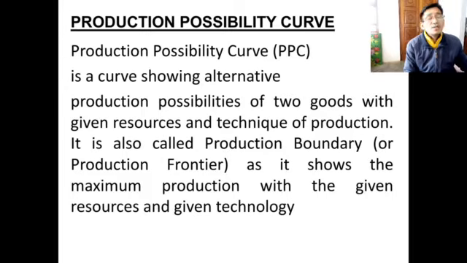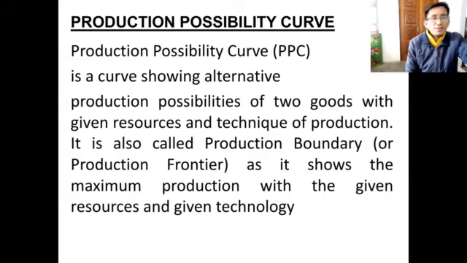Because we all know our wants are unlimited and our resources to produce our relative wants are limited or scarce. So we need to see the alternative possibilities of production of goods and services. That's why we are studying production possibility curve.